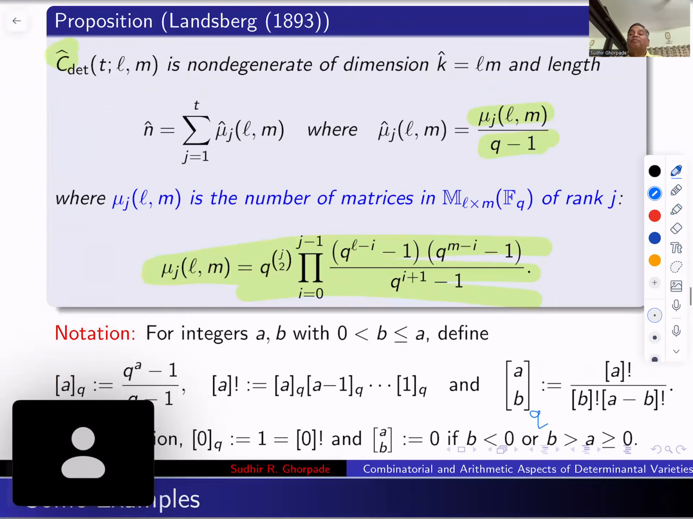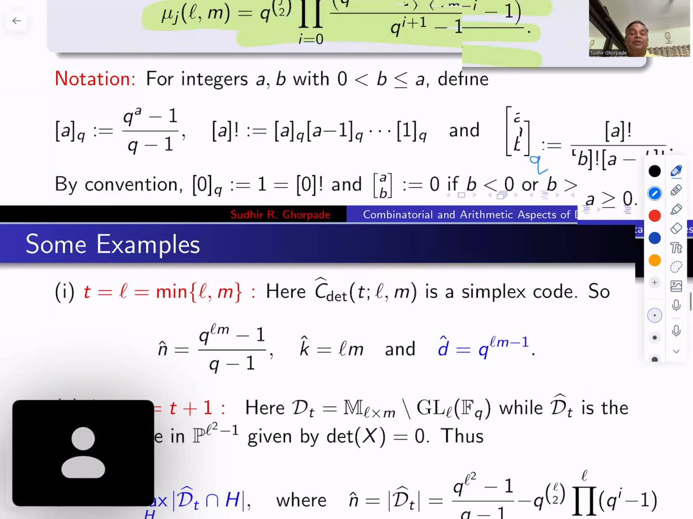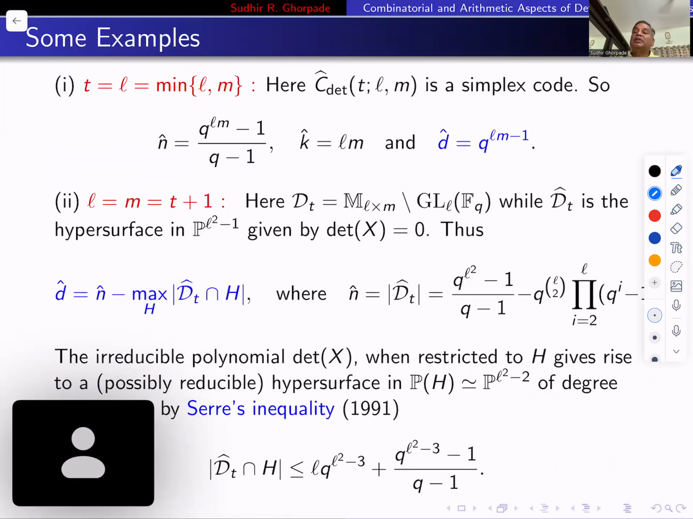What about the more difficult question? So let's look at some simple examples. Let's see, I have maybe 5 minutes. The high school algebra exercise, so to speak, corresponds to the case where T is equal to L, which is the minimum of L comma M. This is a very simple code, even more trivial than the high school algebra exercise. Here T is equal to L, but then there are no T plus 1 cross T plus 1 minors. So the variety is essentially the affine space for C, and when you put the projective thing, it's a projective space. So in coding theory, it corresponds to one of the simplest types of code called the simplex codes.